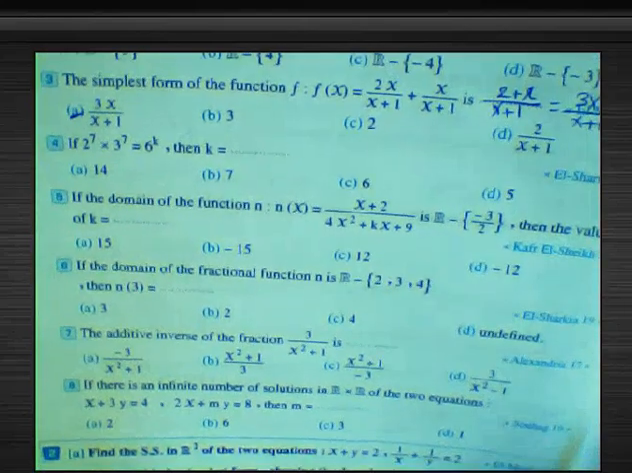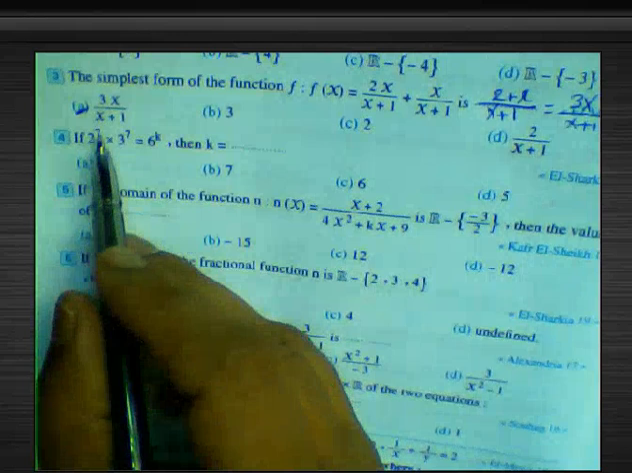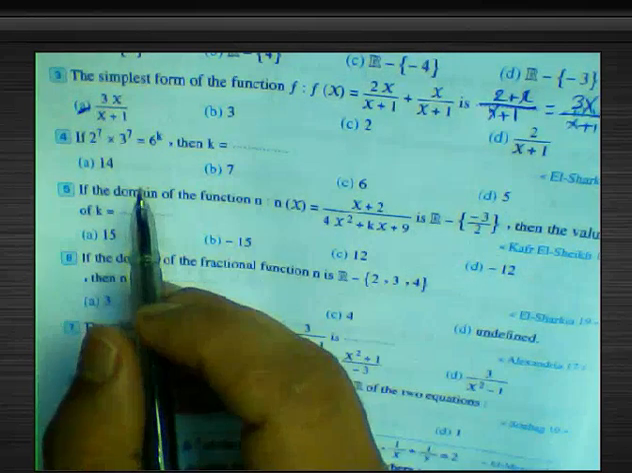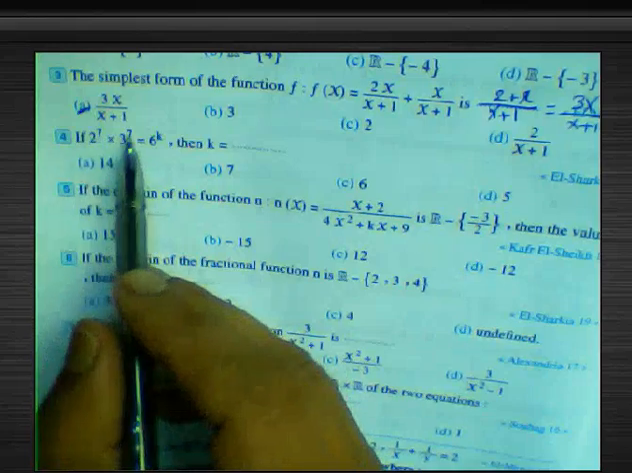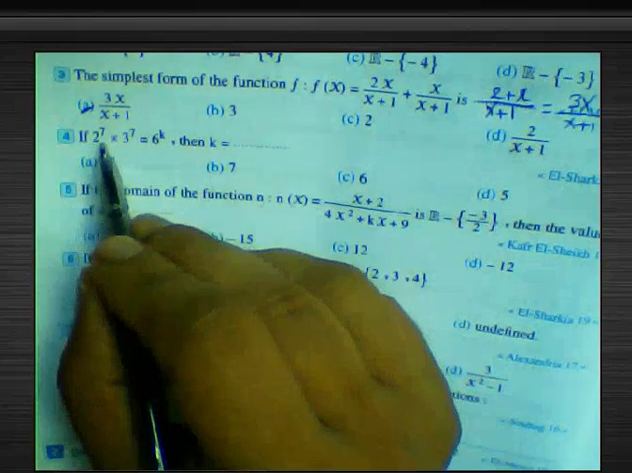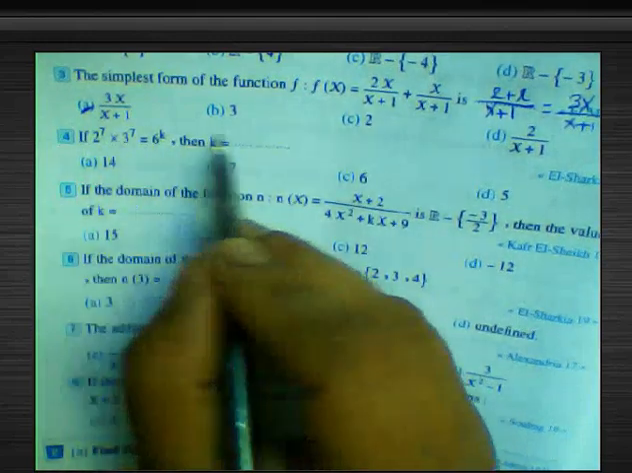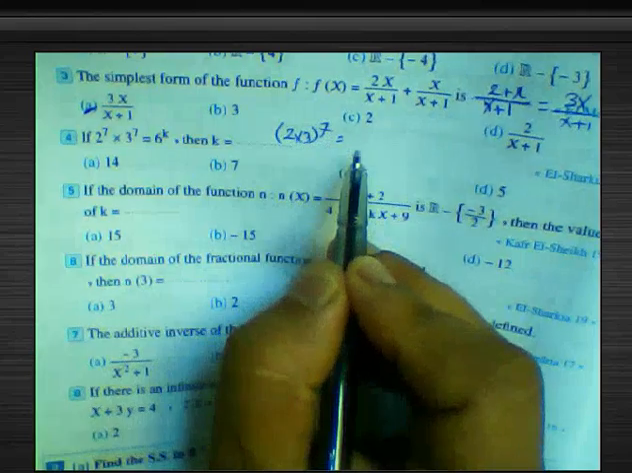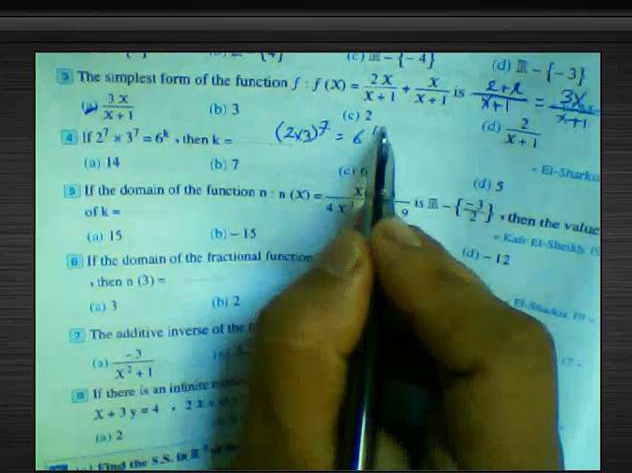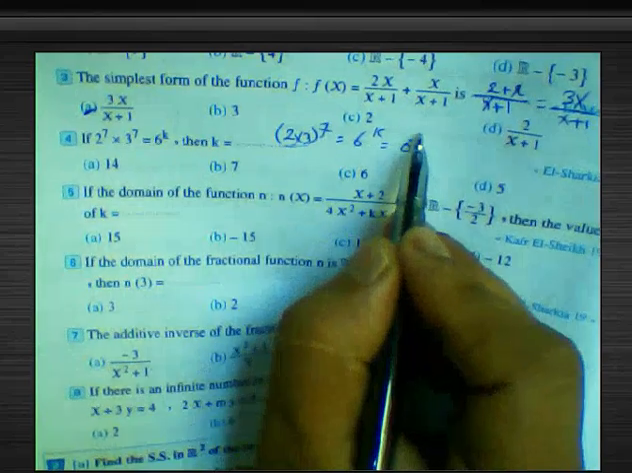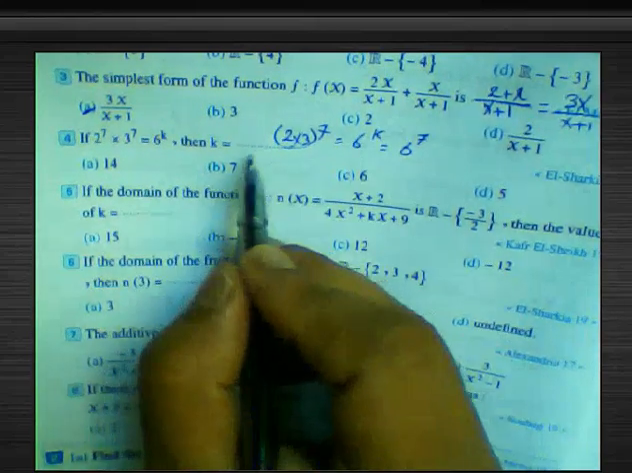Question number 4. If 2 power 7 multiplied by 3 power 7 equals 6 power k, then k equals... We know we have the common power here. We can write 2 times 3 equals 6. So we can write (2 multiplied by 3) whole power 7 equals 6 power k. It will be 6 power 7. So k will be 7.